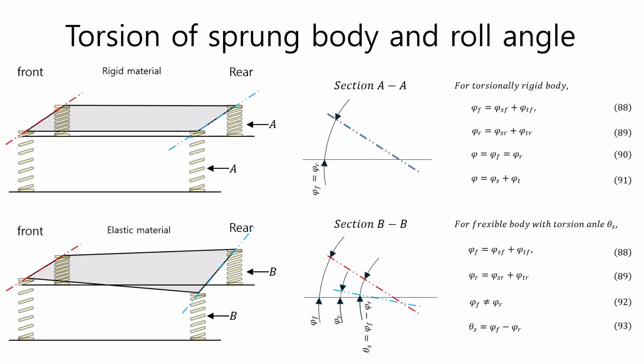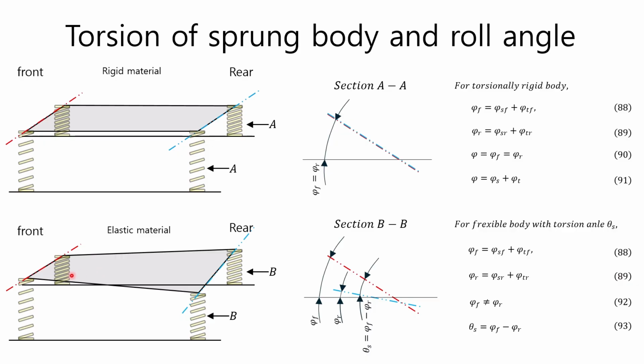This figure is shown to explain the twist and roll angle of the sprung object. The red and blue lines are reference lines. The red line is attached to the front end of the sprung object, and the blue line is attached to the rear end of the sprung object. The figure on the upper side is the case where the sprung object does not twist, and the figure on the lower side is the case where the sprung object twists.